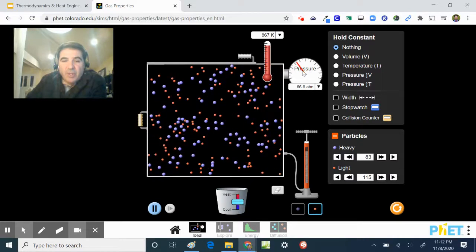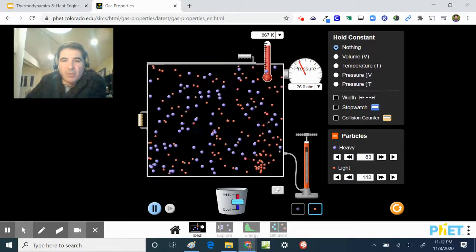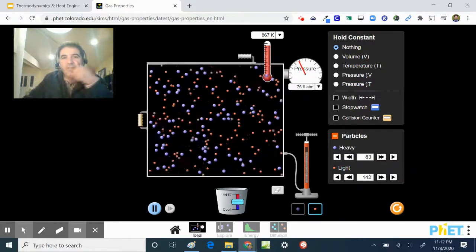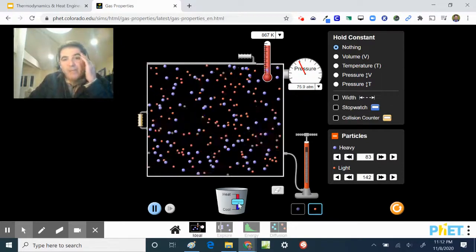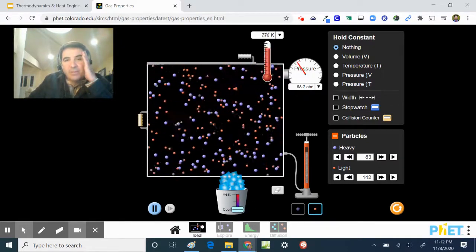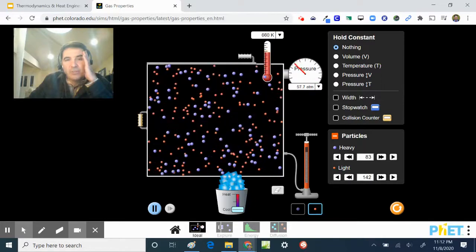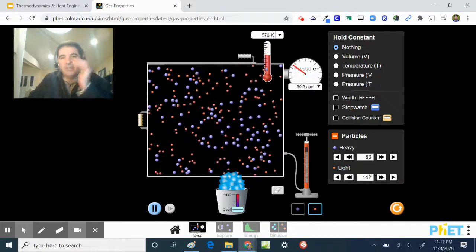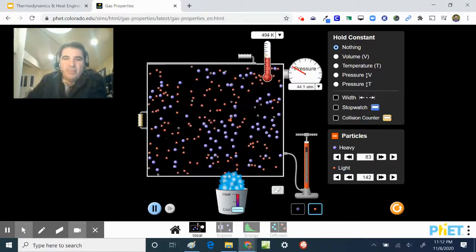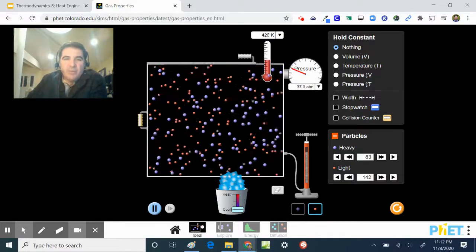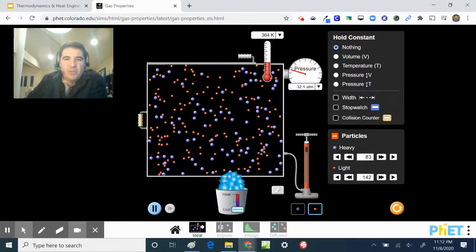And you see the pressure is going up. I'm going to add some more molecules to the mix just to see if I can get it going a little more. If I cool it down, the molecules begin to slow down, and the temperature will also drop, and the pressure will also drop.